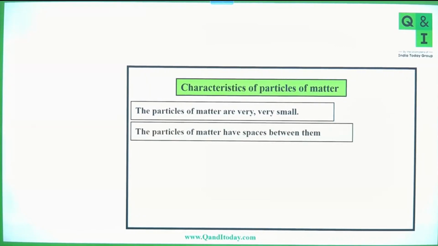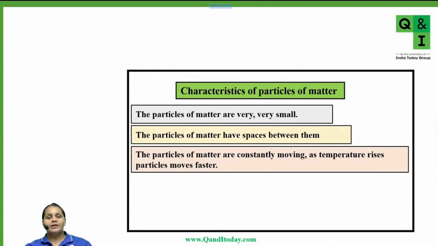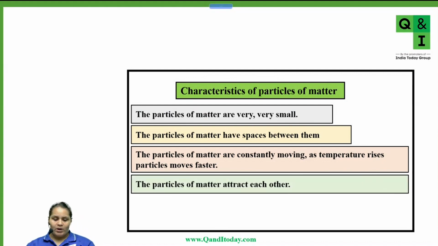Second, the particles of matter have spaces between them, meaning they have interparticle spaces. Third point, the particles of matter are constantly moving, and with rise in temperature, their kinetic energy increases. Next one, the particles of matter have interparticle forces of attraction. So you got 4 points here. Particles of matter are very small, they have space between them, they are constantly moving, and with rise in temperature they move faster, and particles of matter attract each other.